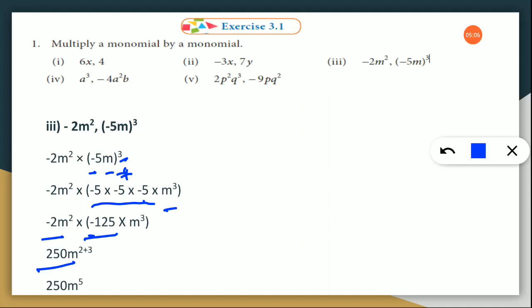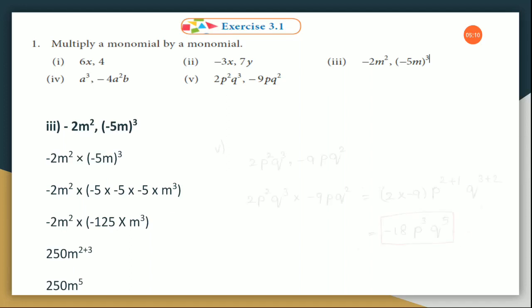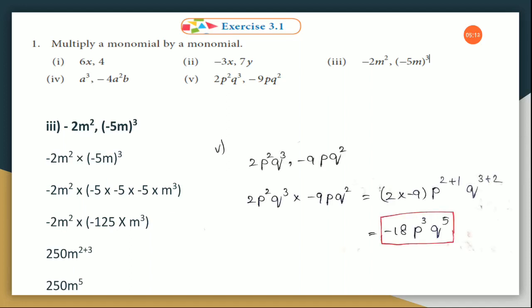Is it clear? Now same way I'll solve another sum for you, that is the fifth one. Okay, look at this. 2p square q cube comma minus 9pq square. Okay, you are going to multiply these both. First step is to use the multiplication sign and write it. And the next step, you are going to multiply all these three values with the next three values.